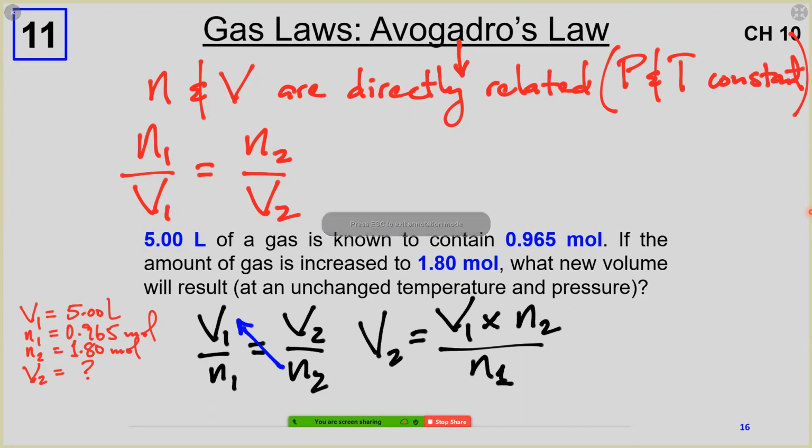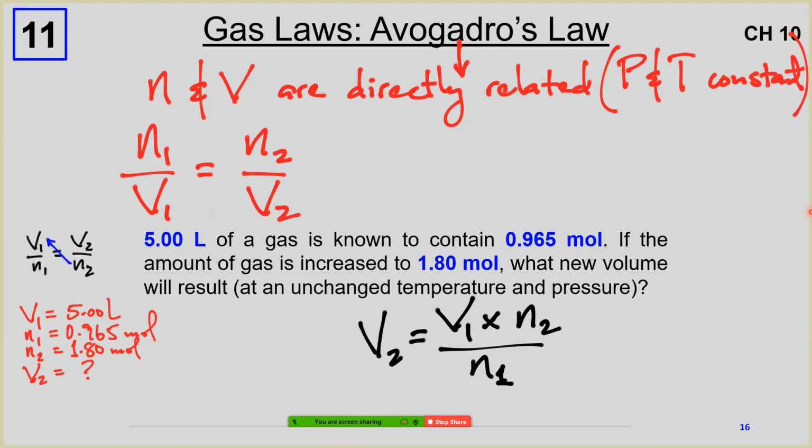All right, so we have isolated V2 by itself. All we have to do now is plug in the numbers.